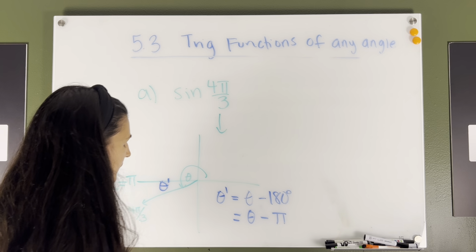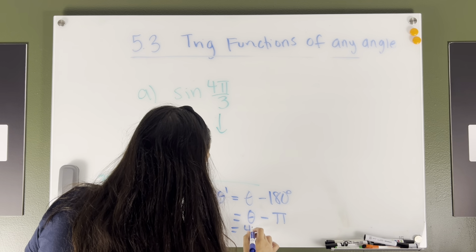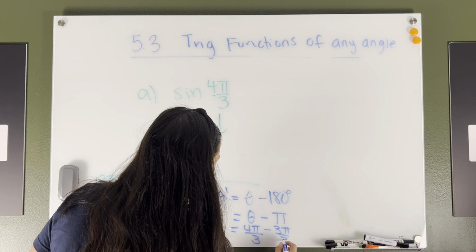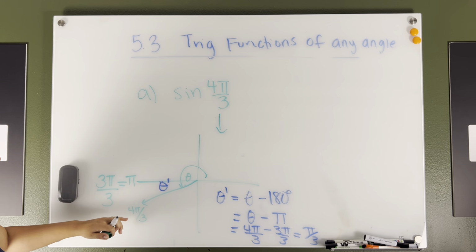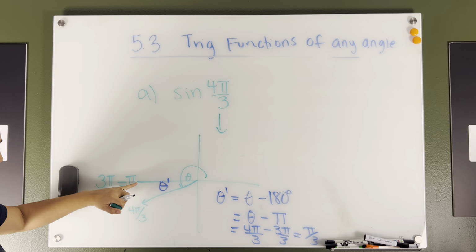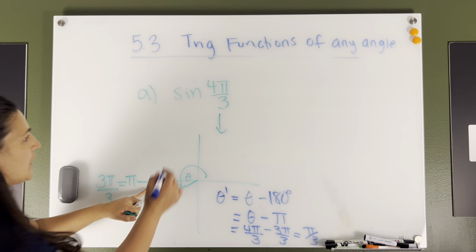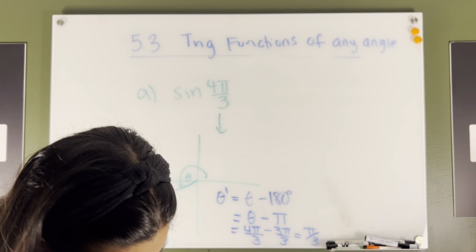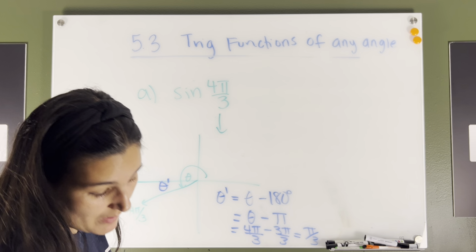So now go ahead and plug in. Our theta is 4 pi over 3. Take away pi, which is 3 pi over 3, and it's pi over 3. Again, you could just do this logically as well. This 4 pi over 3 minus the 3 pi over 3 would be this distance right here, which is pi over 3. So pi over 3 is the reference angle. Awesome. Now you have to think about sine.